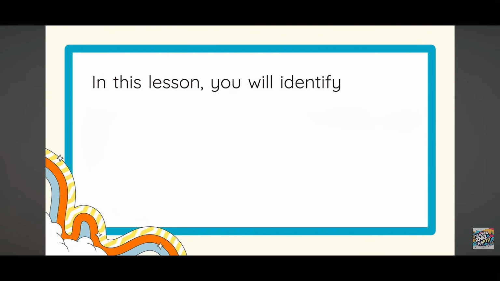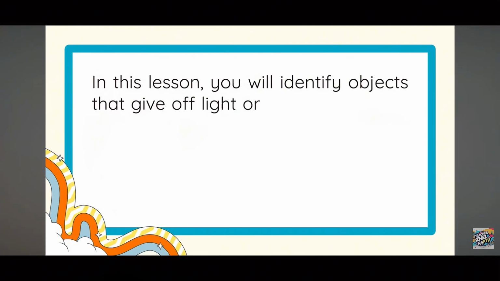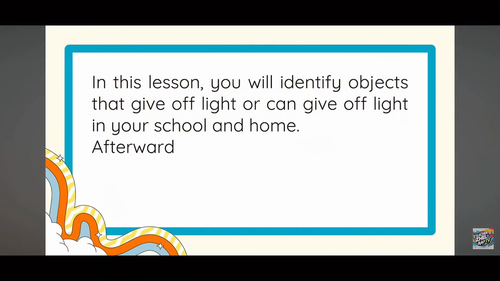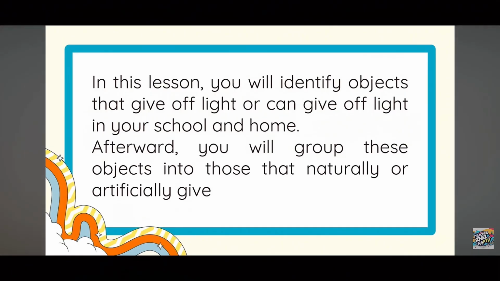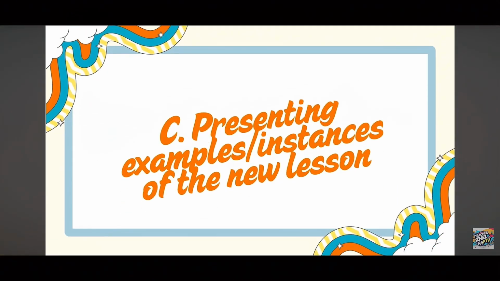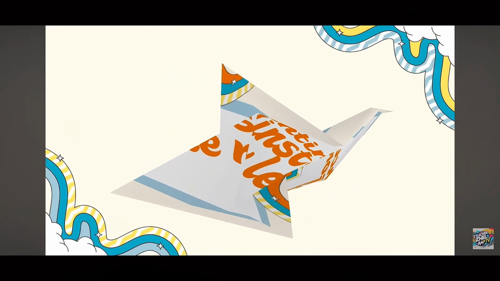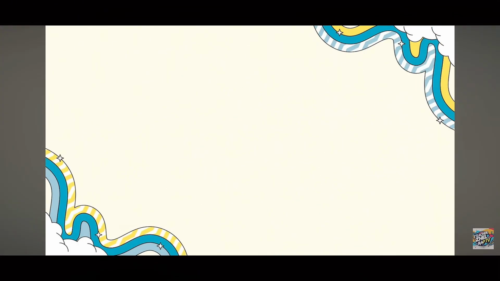In this lesson, you will identify objects that give off light or can give off light in your school and home. Afterward, you will group these objects into those that naturally or artificially give off light. You will learn and use the following terms: source, natural, artificial.